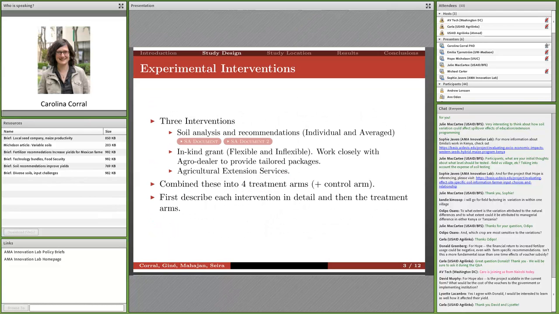So we observed this problem. What we did is we performed more than thousands of soil analyses, and based on the results of those soil analyses, we provided individual and average recommendations. I'm going to talk a little more deeply in a second about what an average recommendation is. We also provided income grants, and we provided flexible and unflexible ones.